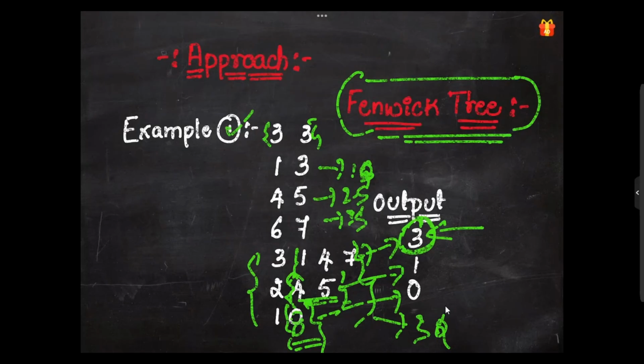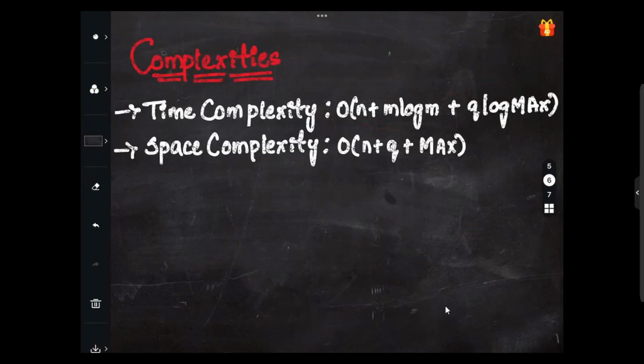So the output that we got is 3, which is equivalent to the first output they have given for the first query within example 1. So our approach works absolutely correct. As we are completely familiar with the approach, let's move on to the complexities part. So what would be the time complexity here? The time complexity would be big O of n plus m log m plus q log max.